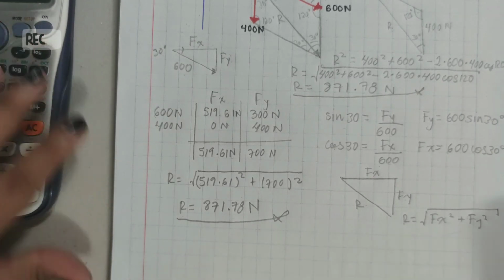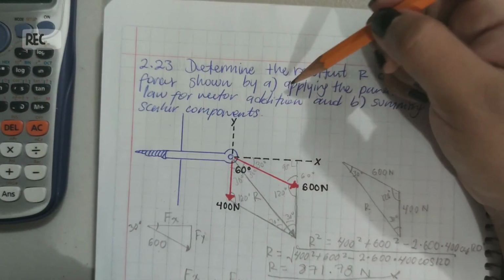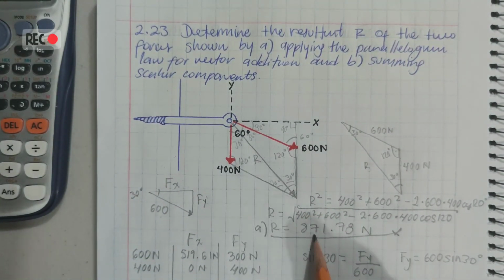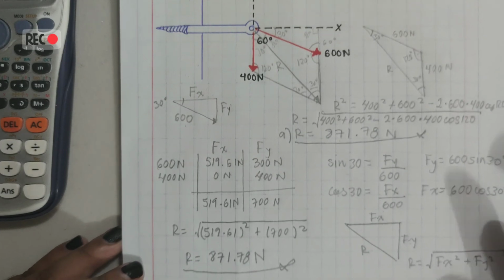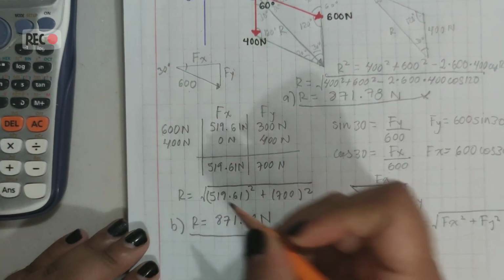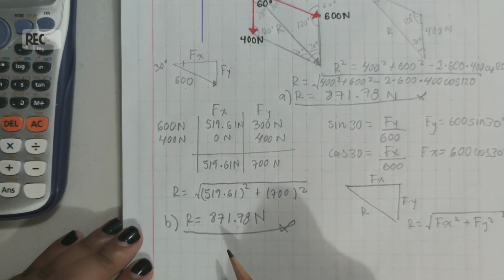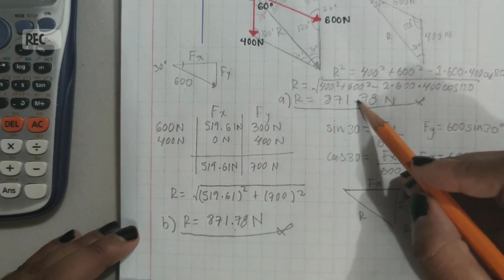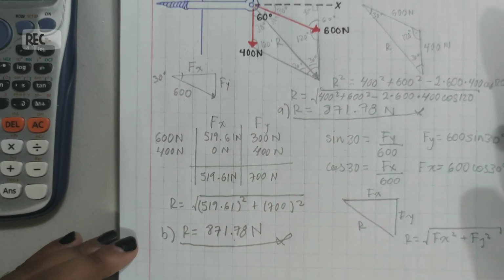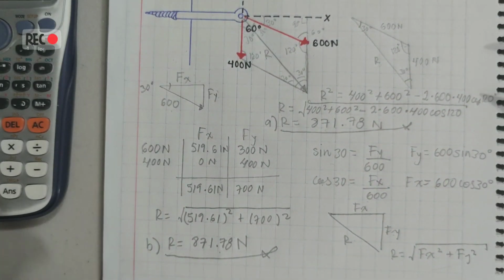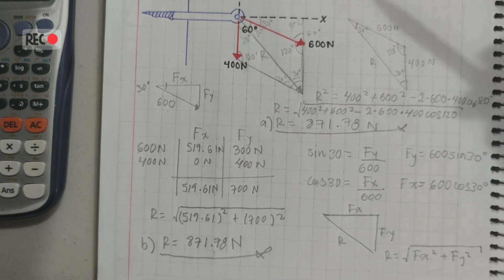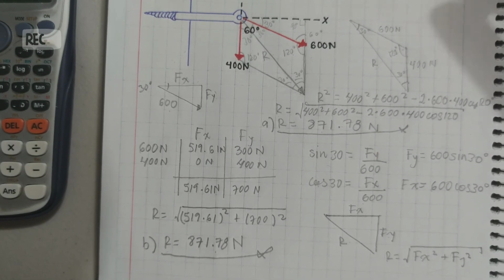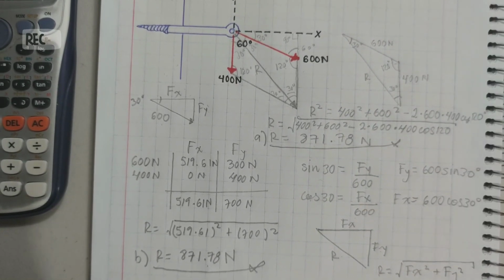Now we know that the resultant of the first point is equal to this, and from the second point is equal to this. We can see that these two magnitudes are equal, so the two methods of finding the resultant force of the sum of two vectors are right. These magnitudes are correct, and that's it.